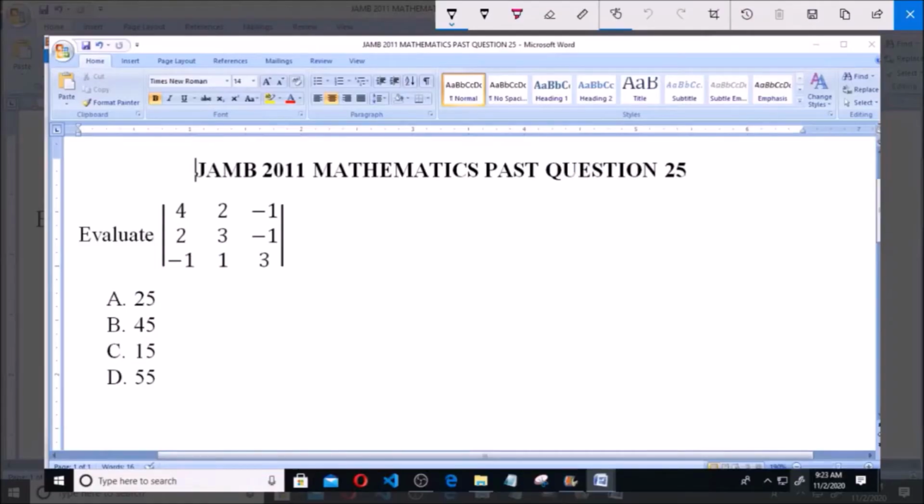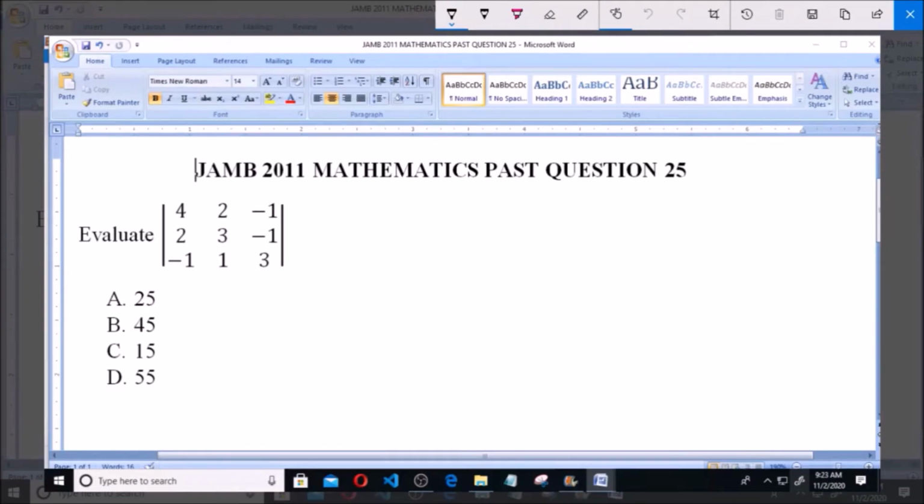I will be answering JAMB 2011 Mathematics Past Question 25. Evaluate the 3 by 3 matrix of 4, 2, minus 1, 2, 3, minus 1, minus 1, 1, 3. A, we have 25; B, 45; C, 15; and D, 55.